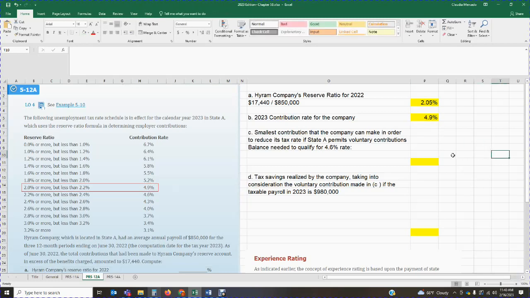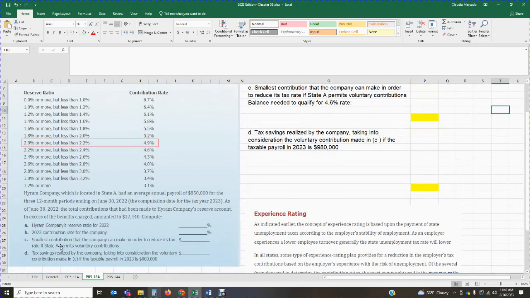So if you get letter A correct, then B would be automatically correct, because all you have to do is use that contribution rate included. Now letter C. What is the smallest contribution that the company can make in order to reduce its tax rate if state aid permits voluntary contributions? There are some states that allow, this is your rate, this is how much you're going to put into your SUTA tax.